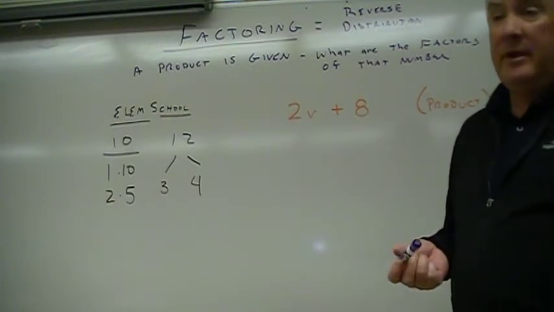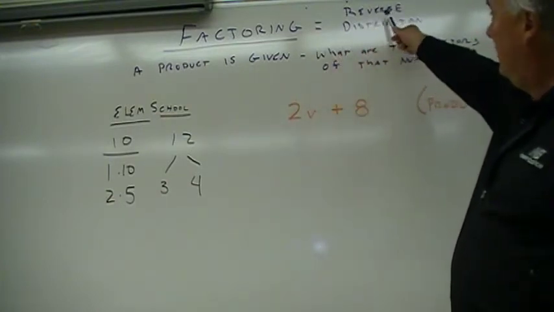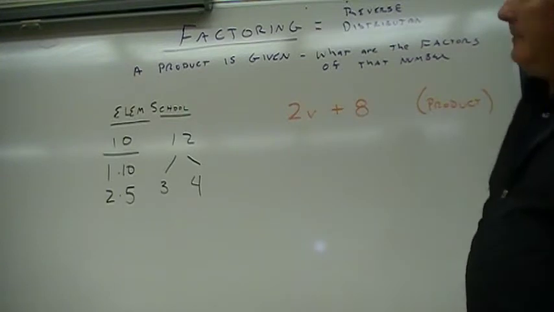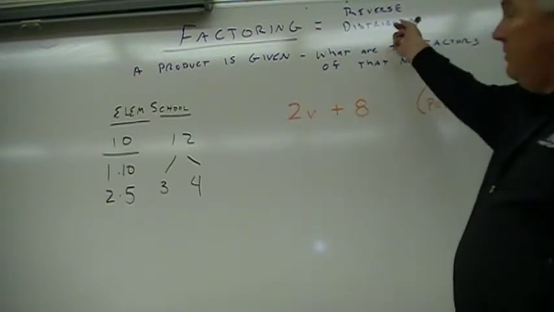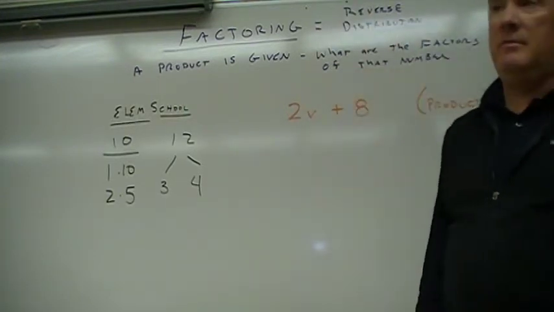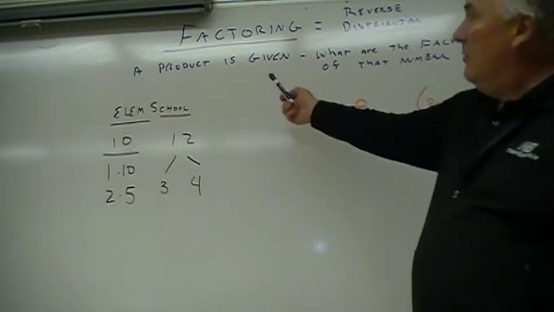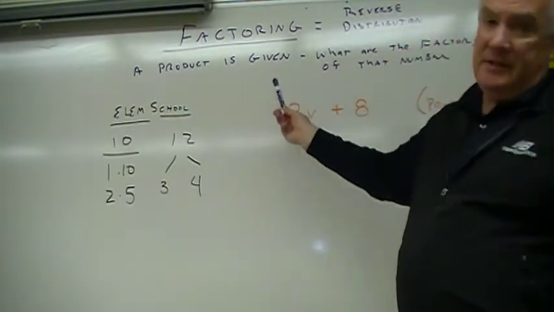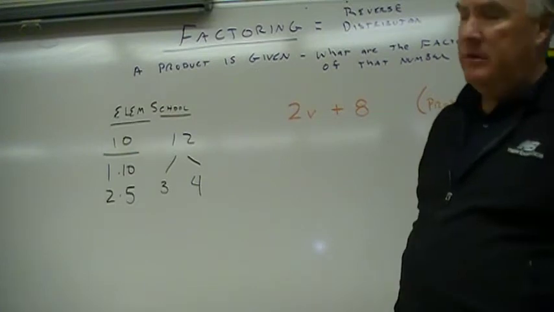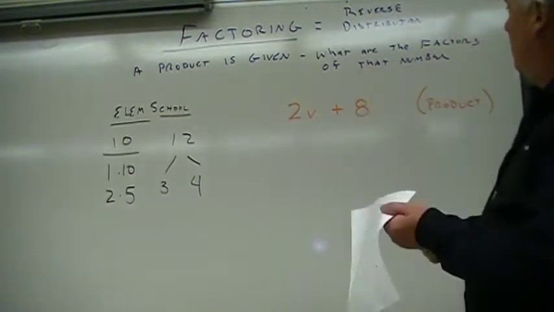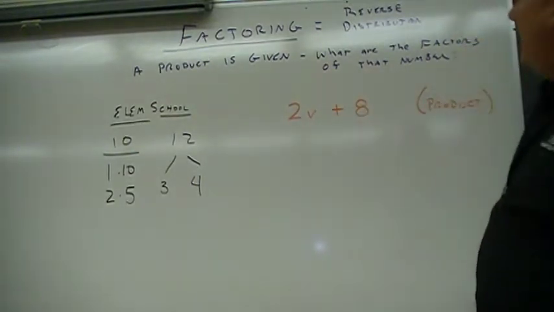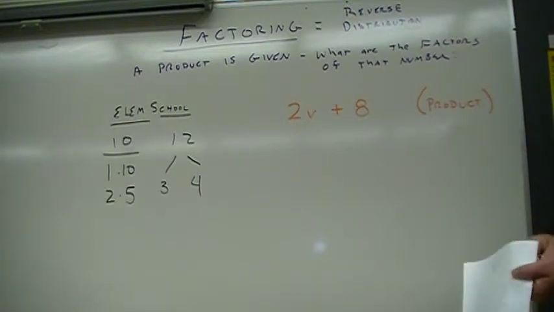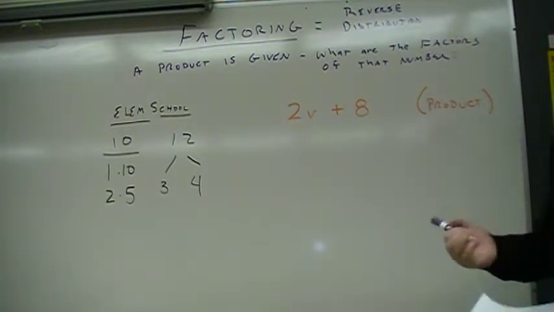Expressions that involve variables. So I also call it reverse distribution. Okay? So we're doing kind of the reverse of what we did before. And what that is, is that a product is given. I give you a product and then you have to figure out what are the factors of that number or that polynomial.